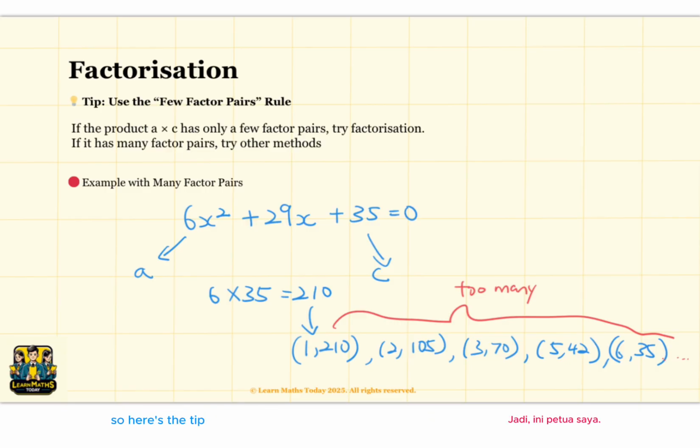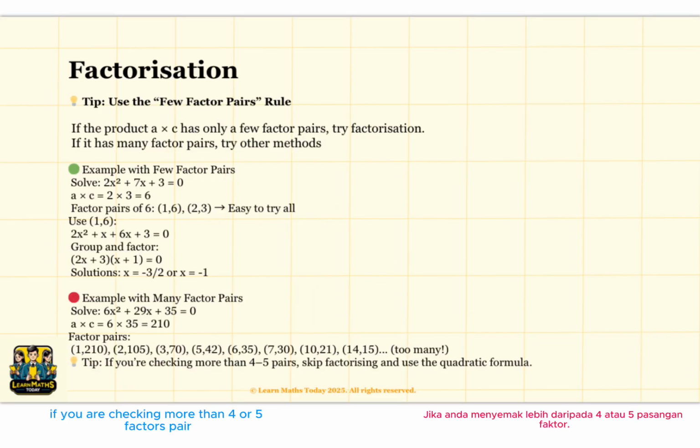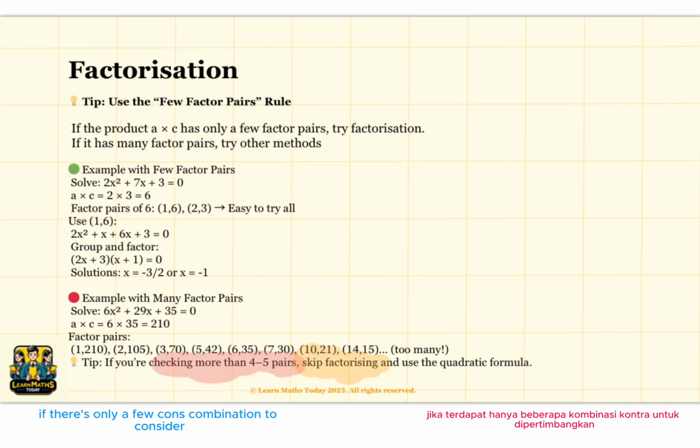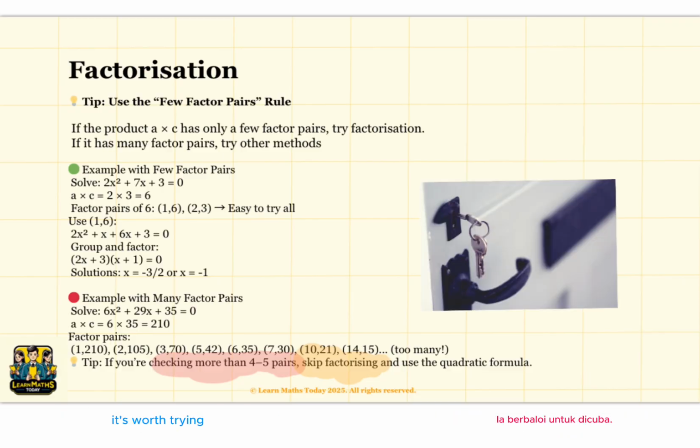So here's the tip. If you are checking more than 4 or 5 factor pairs, just stop. Skip factorization and use the quadratic formula or completing the square method, which we will go through later. Think of it this way. Factorization is like trying to unlock a door by guessing different combinations. If there's only a few combinations to consider, it's worth trying. But if there are a dozen possibilities, you are better off just using the quadratic formula or completing the square method.